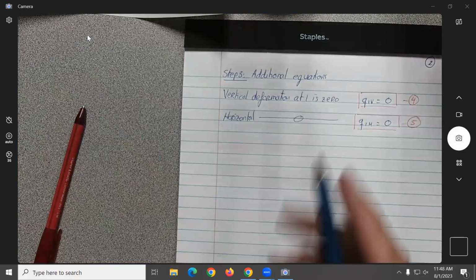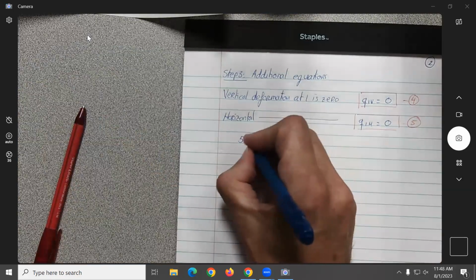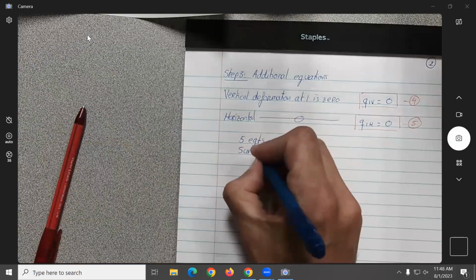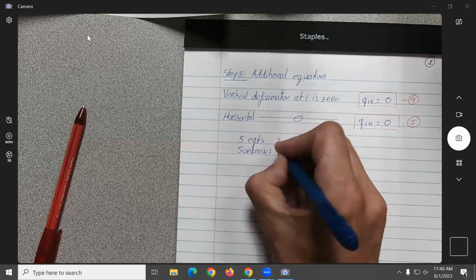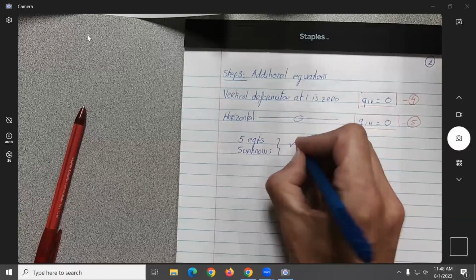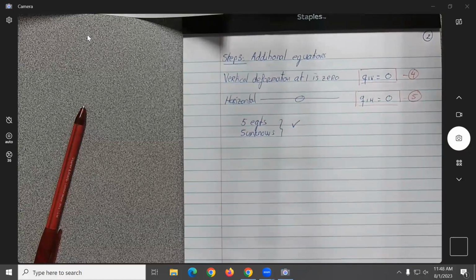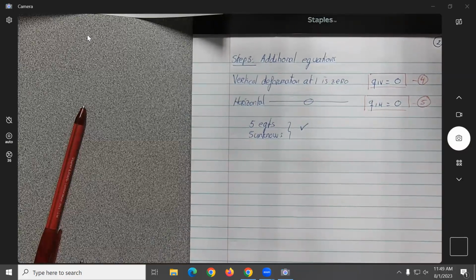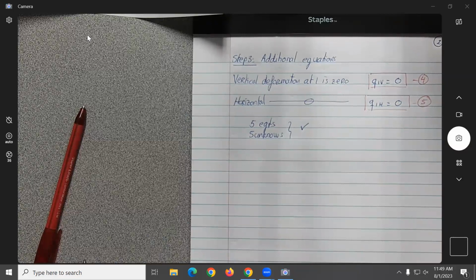Okay, so now what do we have? 5 equations, 5 unknowns. That is good, no? Okay, the bad thing is that how do we find the deformation? What did we do yesterday? Remember the Castigliano theorem, no? All right, so what we need to do is first, let's look at this one over here.